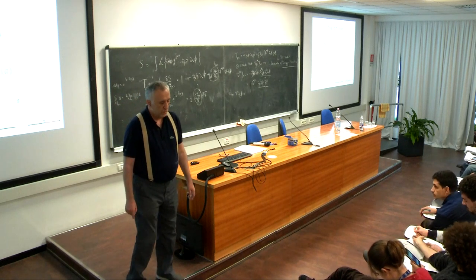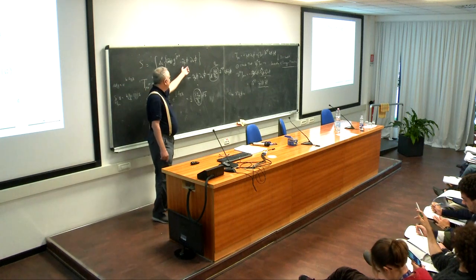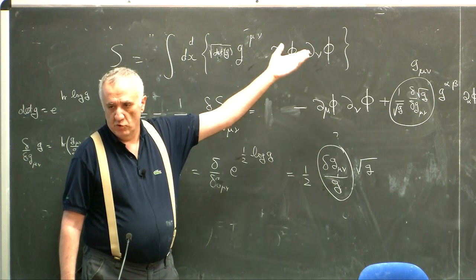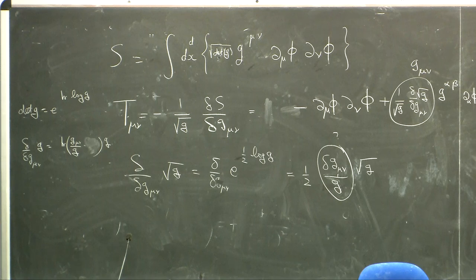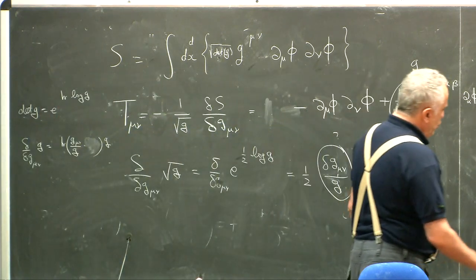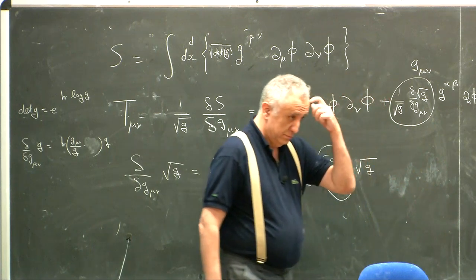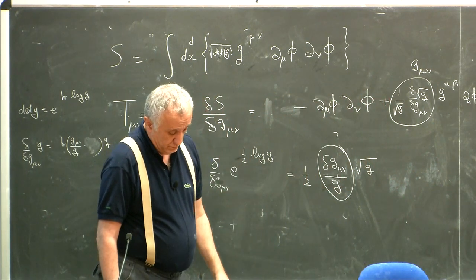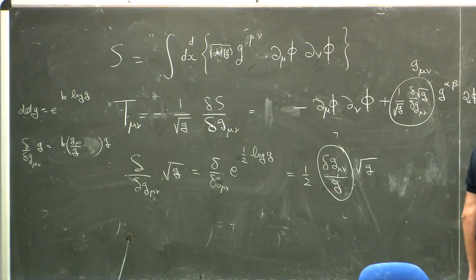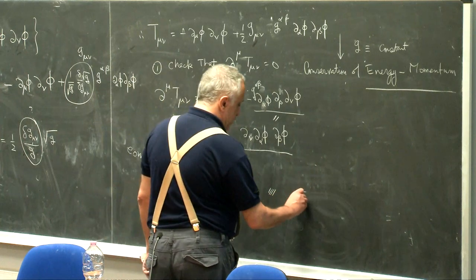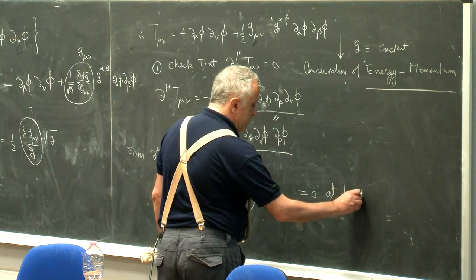Equation of motion. You derive the equation of motion from here, variation with respect to d mu of phi, and you just get Laplacian of phi is zero. Or, in fact, this is more than Laplacian, it's box in any dimension. Number two, work out the trace of T. The trace of T is 1 minus D divided by 2 times something. So it is equal to 0 at D equal to 2.